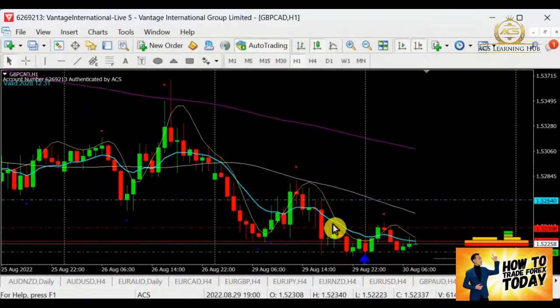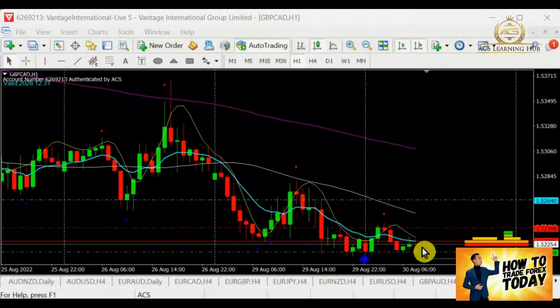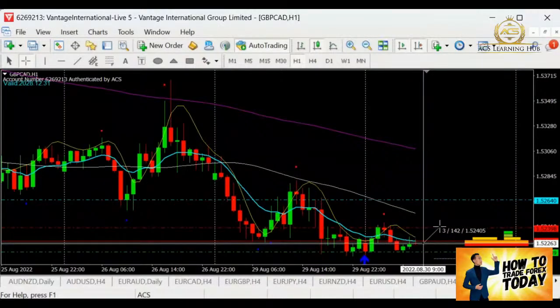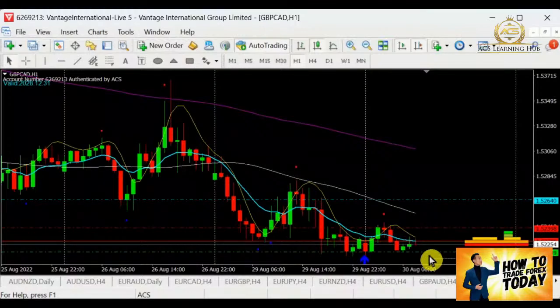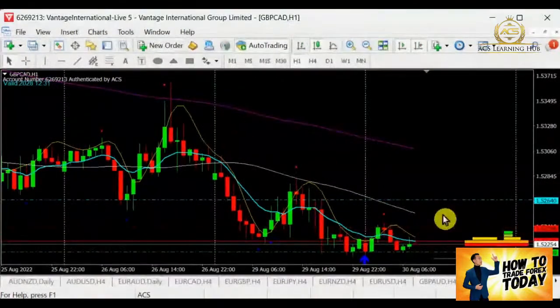Since we are in the middle of nowhere, I would suggest we give a miss on this. Why is that so? By looking at this point here, it seems like it will either go up to test the resistance or come down to break the support. So we are stuck in the middle. In this case, I'm going to skip this.